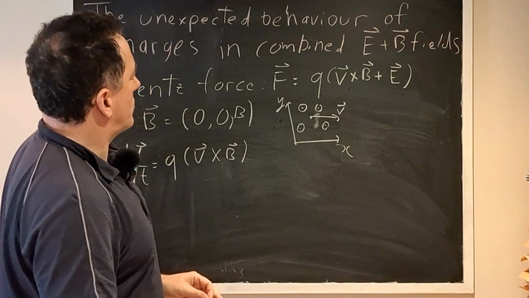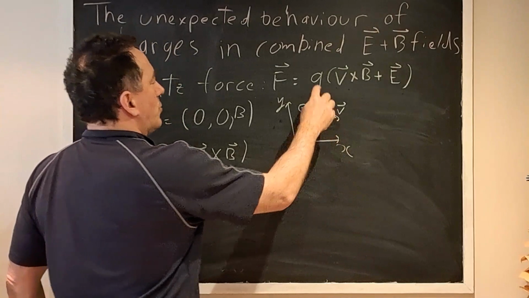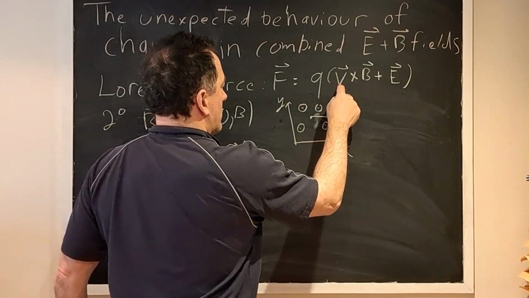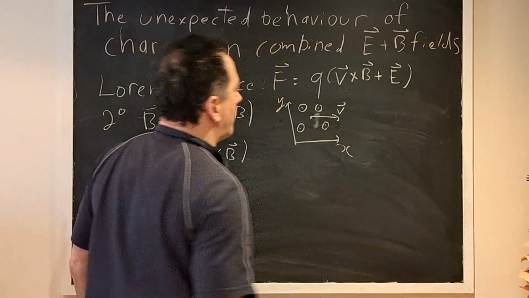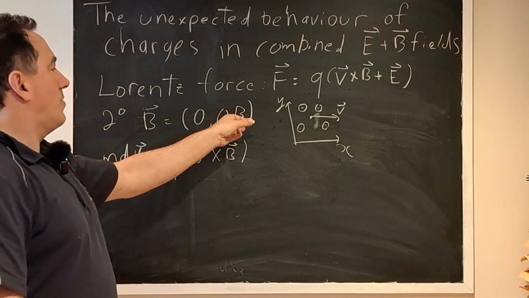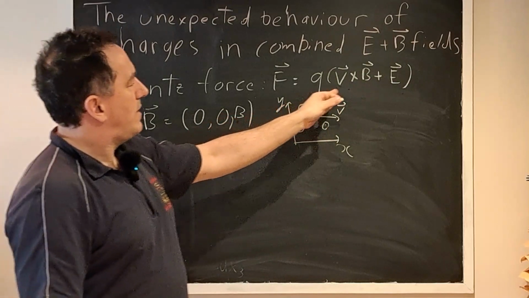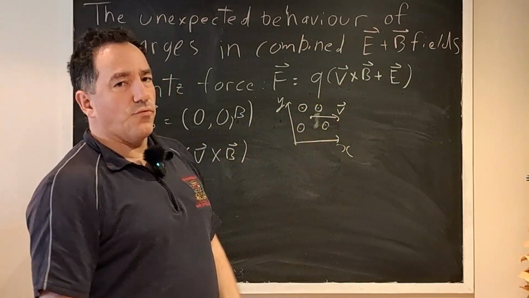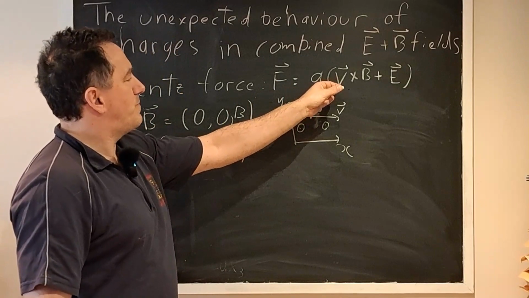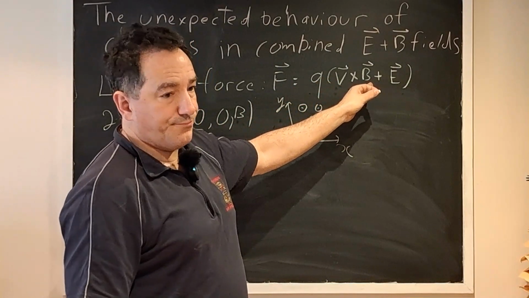So what is the force? Well, the force is first of magnitude q times the magnitude of the velocity vector, times the magnitude of the magnetic field. Here we know that this magnitude B is simply the value B that we gave in the z direction, and the direction of the force will be perpendicular to the velocity and the magnetic field.